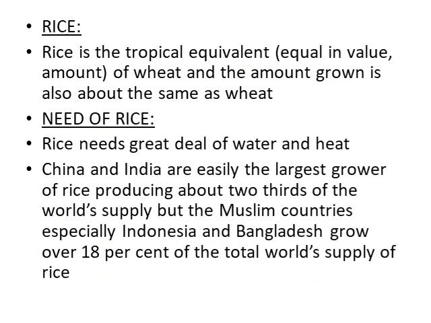Rice. Rice is the tropical equivalent, meaning equal in value or amount, of wheat, and the amount grown is also about the same as wheat. Need of rice. Rice needs a great deal of water and heat for its growth. China and India are easily the largest growers of rice, producing about two-thirds of the world's supply. But the Muslim countries, especially Indonesia and Bangladesh, grow over 18% of the total world supply of rice.